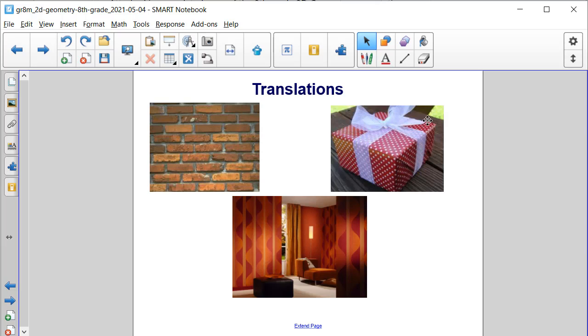Similarly, wrapping paper also contains translations of the design. Wallpaper or the painting design of a room also shows translations of the same design.